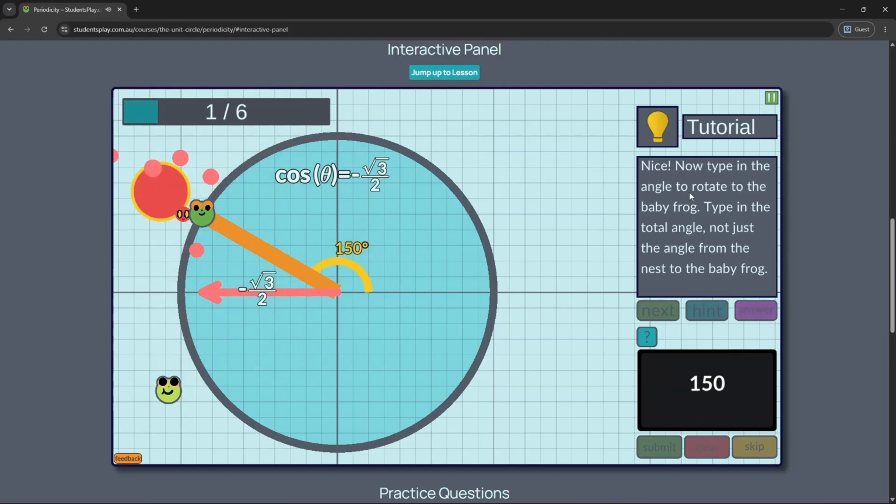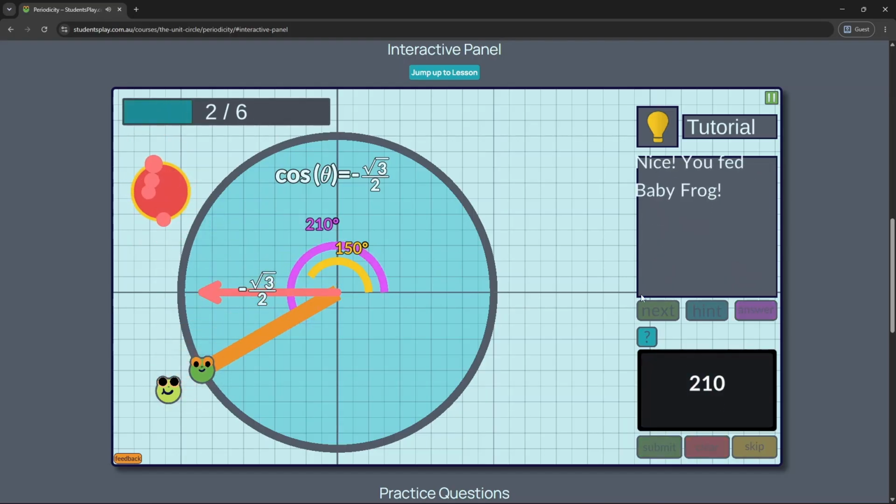Nice. Now type in the angle to rotate to the baby frog. Type in the total angle, not just the angle from the nest to the baby frog. Okay. Also, if you notice, he's picked up an insect here and he's going to go feed it to baby frog. Alright, so we have to rotate like an extra bit to get to here, but it says to type in the total angle, meaning like from the start all the way around to the baby frog. So it's like a bit over 180, maybe like 200. Almost there, what about like 210? Okay. Nice, you fed baby frog.